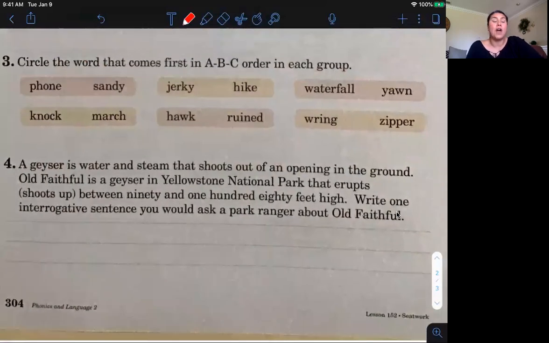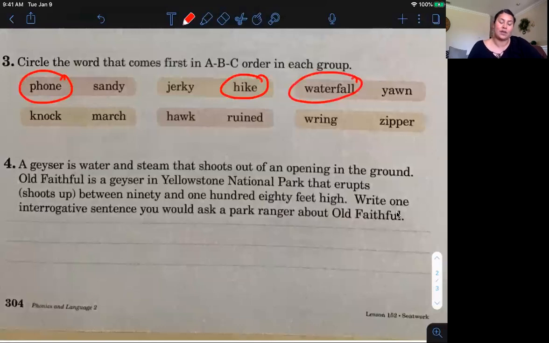Are you ready? Phone and Sandy. Well, if you don't remember, you can sing the ABCs, or you can turn to the back, which is actually the front of the paper that has the alphabet line, and you could see what comes first, the P or S. Yes, phone. Good job. What about jerky or hike? A, B, C, D, E, F, G, H, I, J. Oh, what did I say first? H. All right, what about waterfall or yawn? W, X, Y, and Z. What came first? W. Good job.